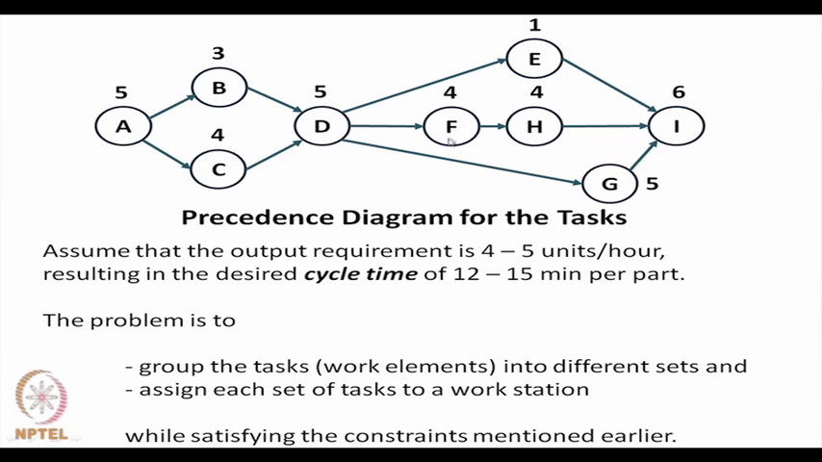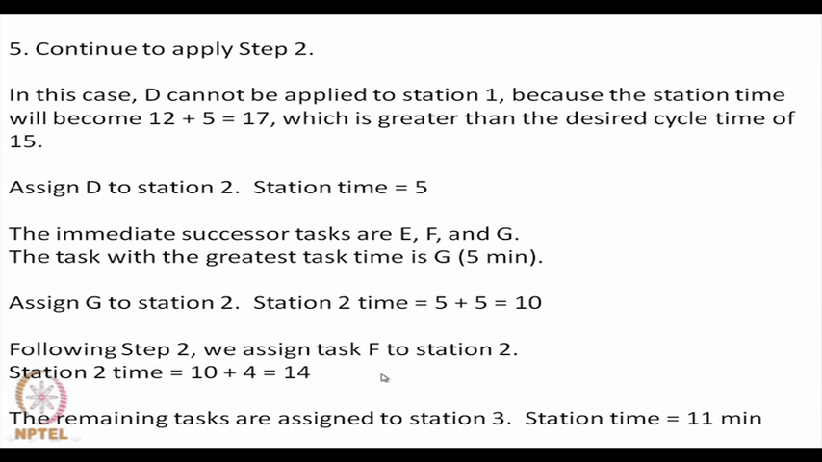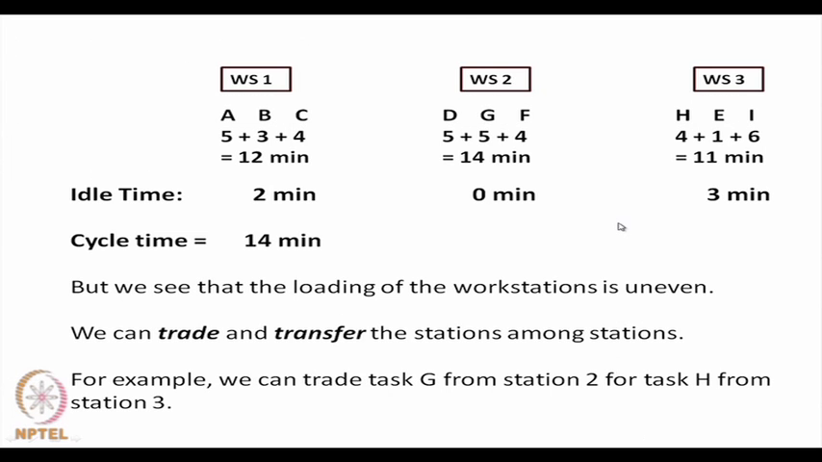We have to think between these two. Between these two, F is higher. So, F probably can be given to workstation 2, making the value 5 plus 5 plus 4, 14. The remaining tasks are assigned to station 3, station time is 11 minutes. So, now we have 3 stations and we have followed the Young and Moody's heuristic to assign the tasks to different workstations, resulting in 12 minute, 14 minute and 11 minute. And the cycle time is the highest of the 3, which is 14 minute.